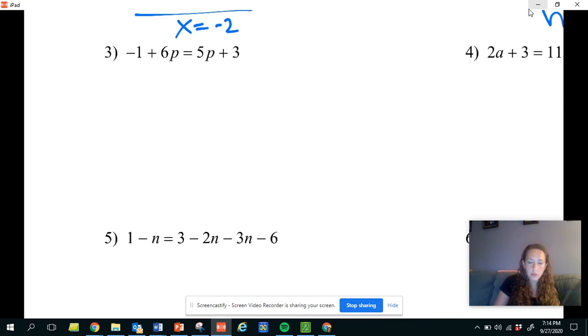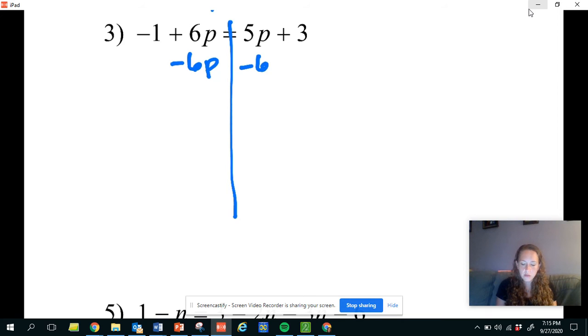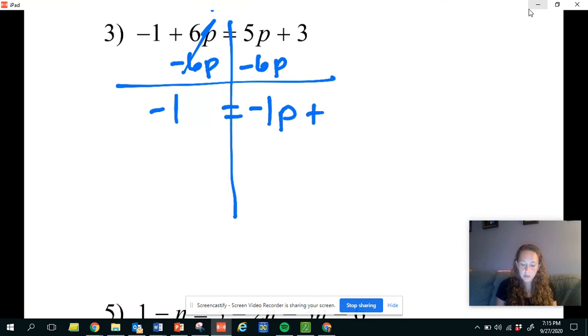So now moving on to ones where we have variables on both sides. The thing about when you have variables on both sides, it really doesn't matter which side you put the variables on. You just have to pick a side. So I want to start by getting the variables on the same side together. So I'm going to go ahead and subtract 6p on both sides. You could subtract 5p on both sides. Either way is fine. So these will cancel, and I'll bring -1 and then -1p plus 3.